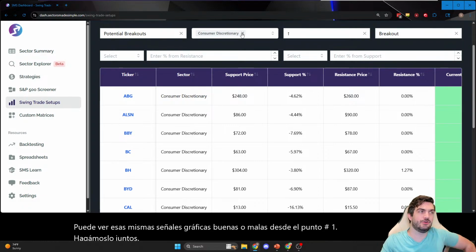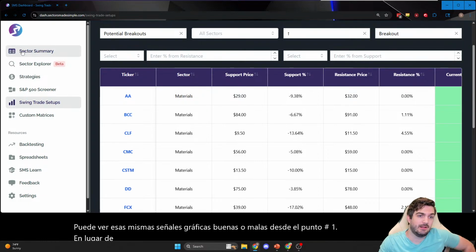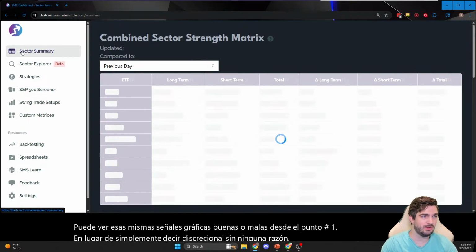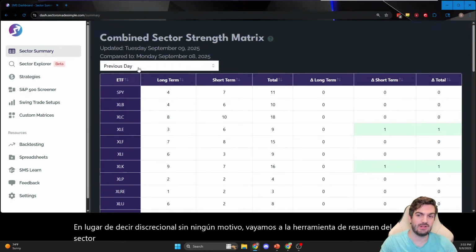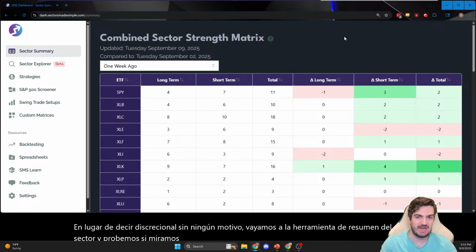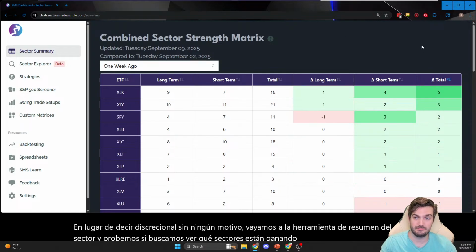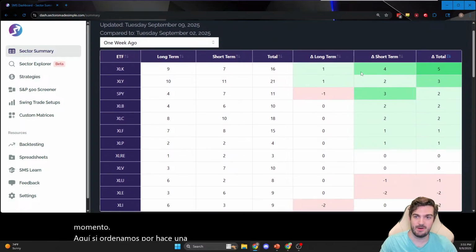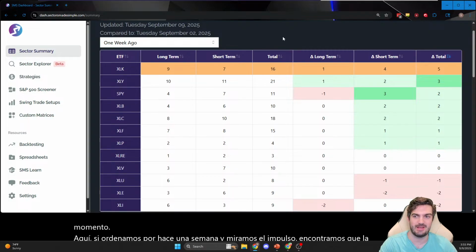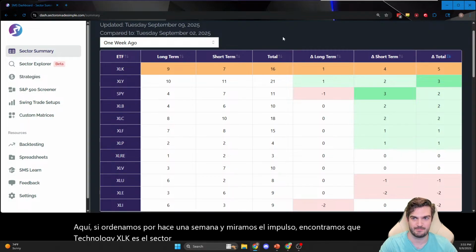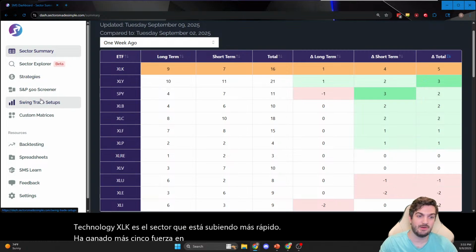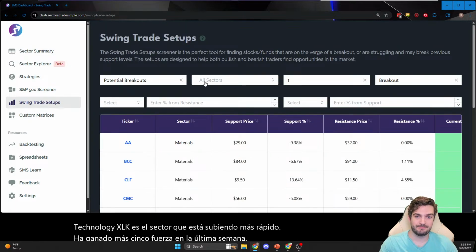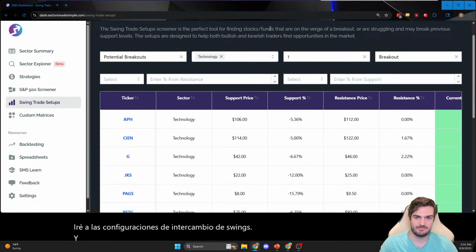Instead of just saying discretionary for no reason, let's go to the sector summary tool and try out if we look to see which sectors are gaining strength right now. Here, if we sort by 1 week ago and look at momentum, we find that technology, XLK, is the sector that is going up the fastest. It has gained +5 strength in the past week. I'll go to swing trade setups and I'll plug in here technology.